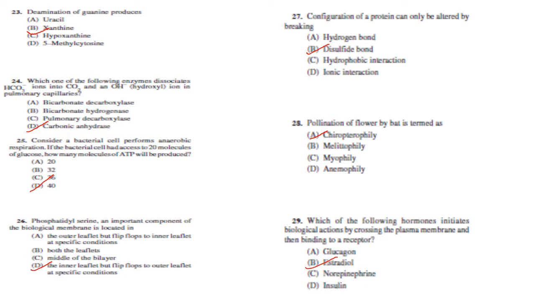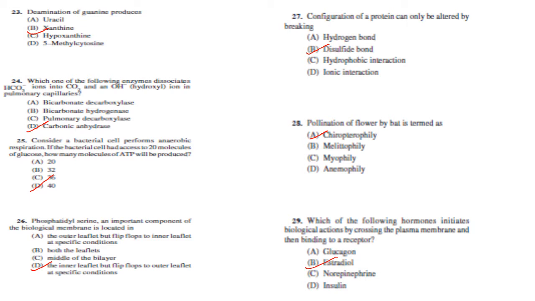Then next one, deamination of guanine produces xanthine. Answer is option B. Then, which of the following enzymes dissociates HCO3 minus ions into carbon dioxide and OH minus, that is hydroxyl ions, in pulmonary capillaries? That is carbonic anhydrase.